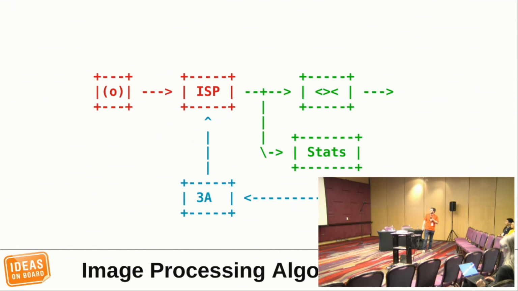The stats are then fed back into the 3A, and that controls the improvement, the video quality. And also in the image processing algorithms, that could also include video stabilization, for example. So anything that's part of the video control loop, that can go into the algorithm section.